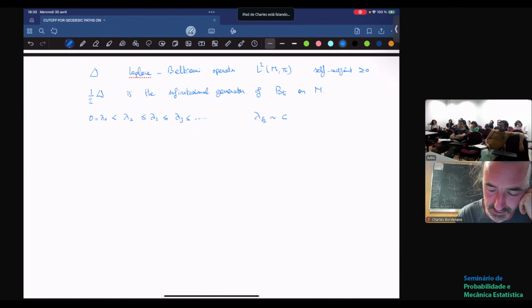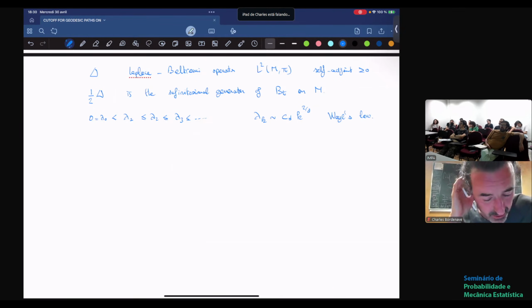lambda k grows like a constant, which you can read on Wikipedia, for example, times k to the power 2 over d. This is called Weyl's law. So exactly as the cutoff time, which just depended on the dimension, it did not depend on a very subtle invariant of the manifold. Weyl's law is also universal. The way the eigenvalues grow just depends on the dimension of your hyperbolic manifold.